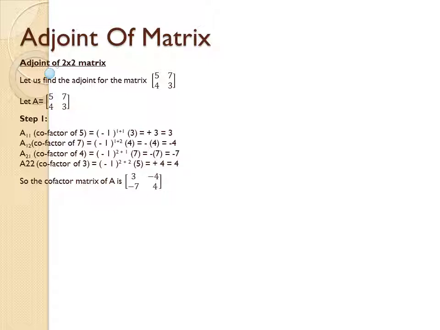So the adjoint will be the transpose of this. Adjugate A equal to the transpose of the cofactor matrix. So what will it be? 3, -4, -7, 4 transpose. Transpose means the rows and columns will be interchanged. So 3 and this -4 will become a column, and -7 will become a row, first row, second column, and this 4 will come as 4. So this is my adjugate of A or adjoint of A. It is very simple for a 2 cross 2 matrix. Hope this is clear.